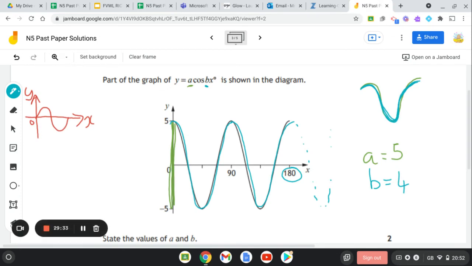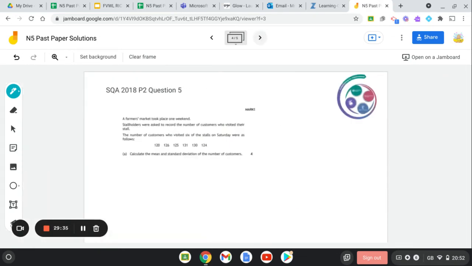Right, last question that we're going to look at on this is going to be a standard deviation question. Okay, so this is from the 2018 paper 2. It is question 5 in there.